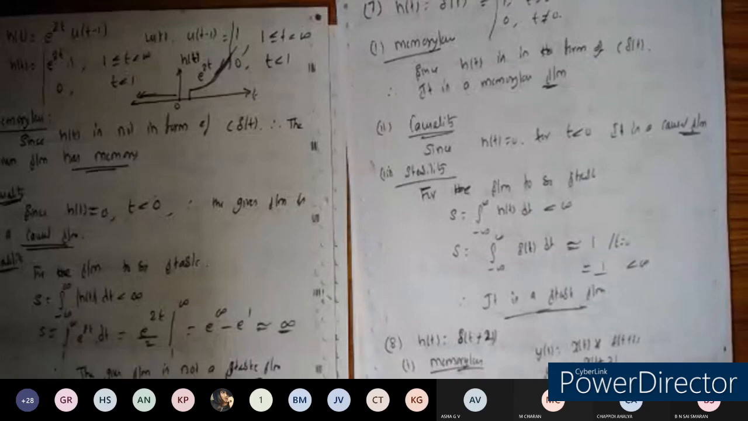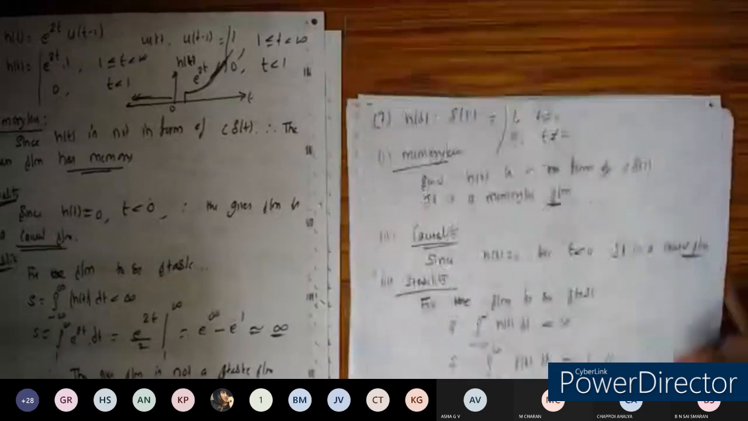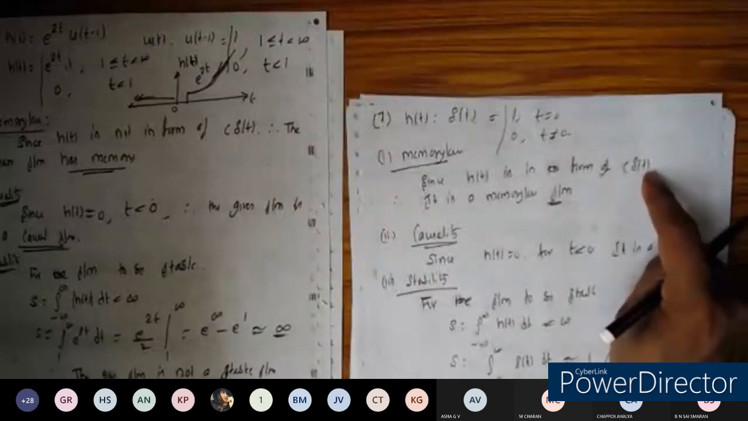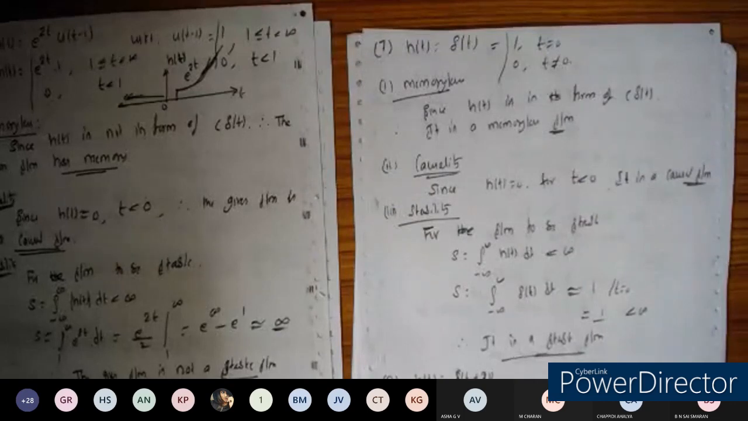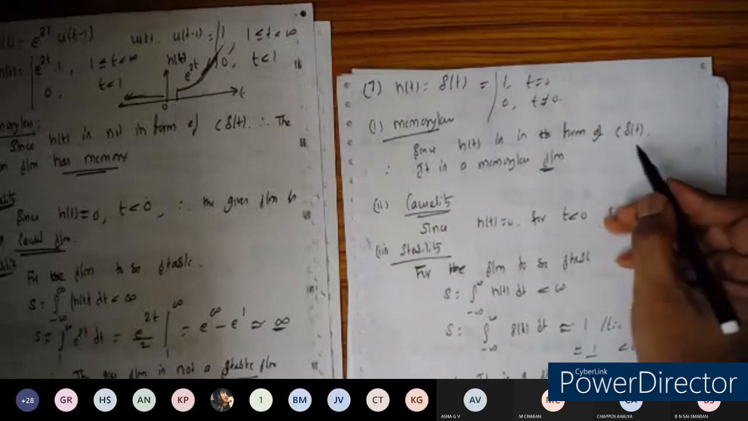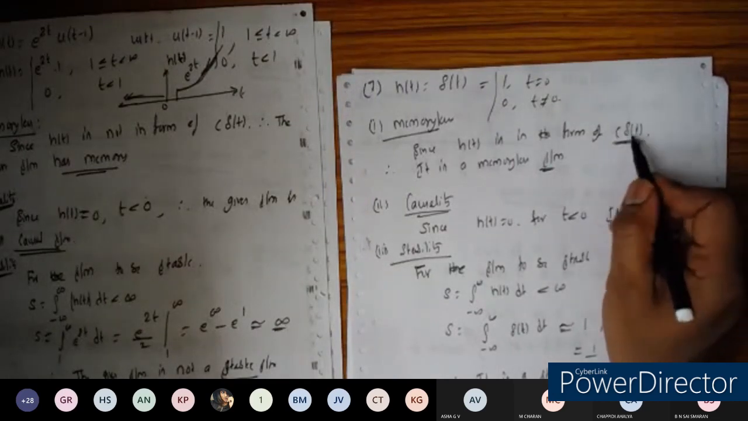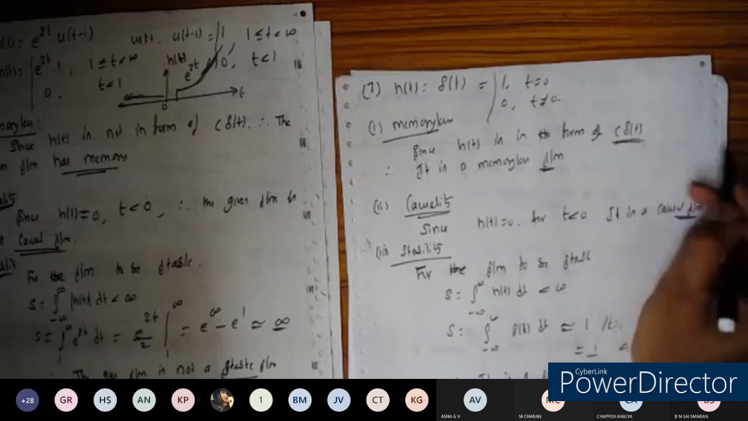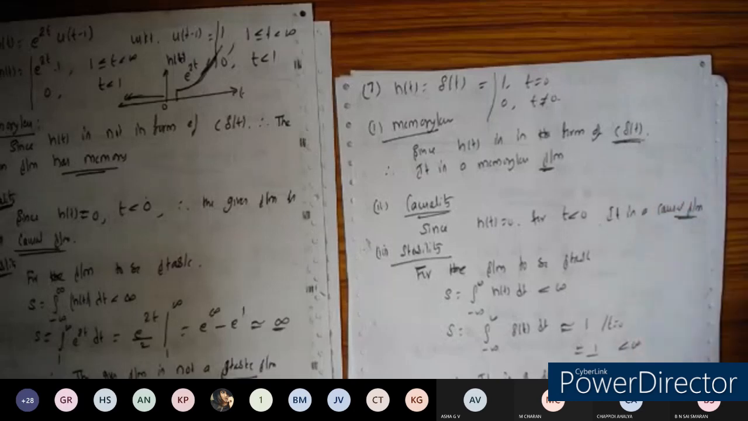So y of t depends on the future values. Delta of t means there should not be any time shift here. But here the time shift is there; you can see delta of t plus 2 is there. So it has memory. That's why I'm telling you, go to the micro level and observe this one. It should be in the form of c into delta of t only, nothing else. C, a constant, into delta of t is nothing but delta of t only. So since delta of t plus 2 is there, we can say it has memory.